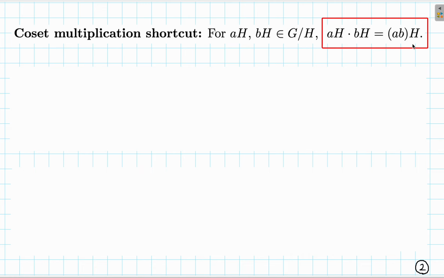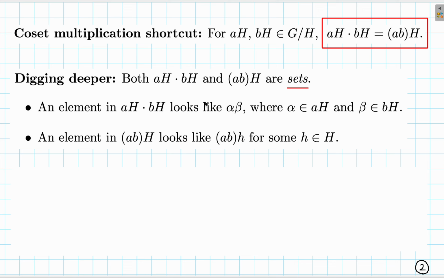Now, in this equality, both sides of the equation are sets. So let's first look at the left-hand side, AH times BH. An element in this set looks like alpha times beta, where alpha is an element of the coset AH, and beta is an element of the coset BH. How about on the right-hand side? Well, this is a coset ABH, so an element in that coset looks like AB times h for some element h in the subgroup H.